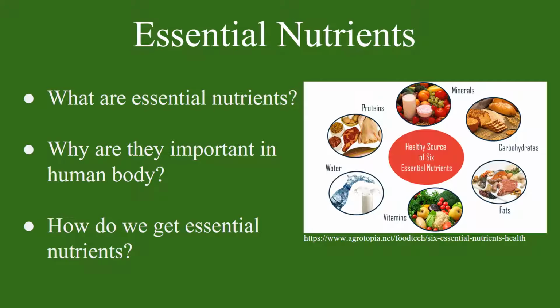Our cells cannot make essential nutrients, which means we must provide them by the foods we eat. This is the first principle of nutrition. Our bodies specifically use essential nutrients to make new cells and new cell parts.